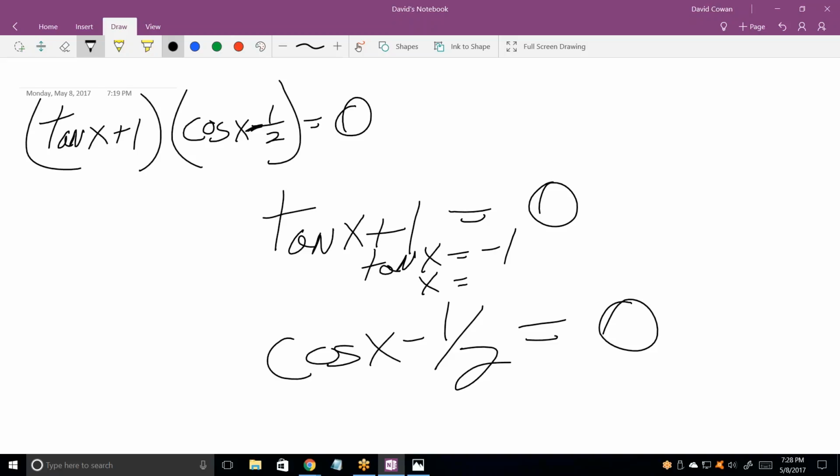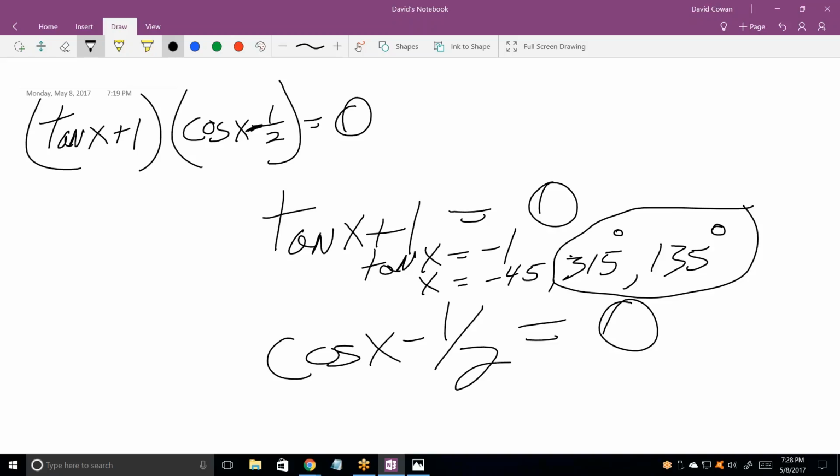If you put it into your calculator, it's going to tell you minus 45 degrees, which is the same as 315. So you're right on your 315. Unfortunately, your second quadrant angle is not right. In other words, yes it is. My mistake. 135 is correct also. So those two are where tangent of x is equal to minus 1.